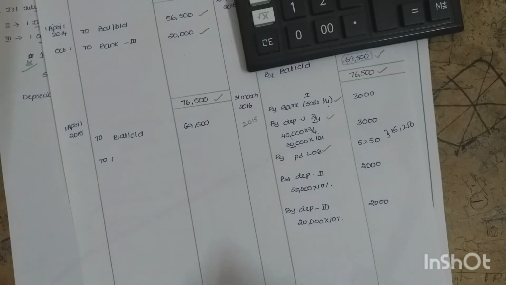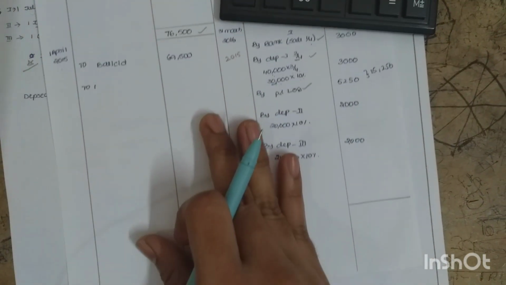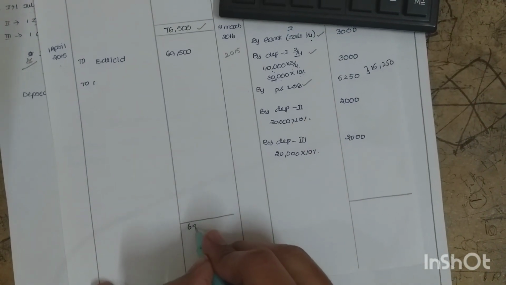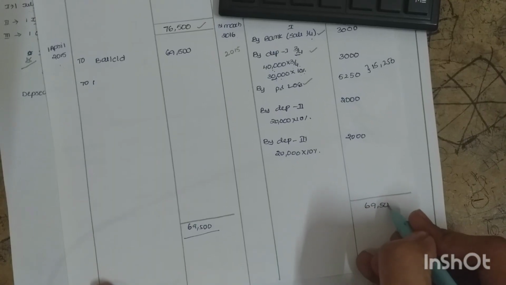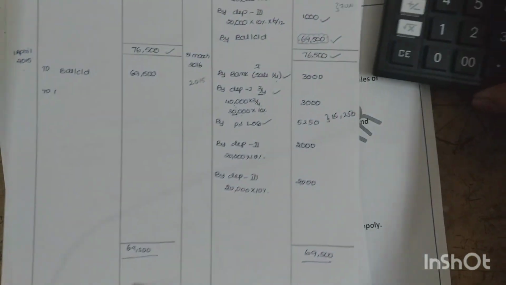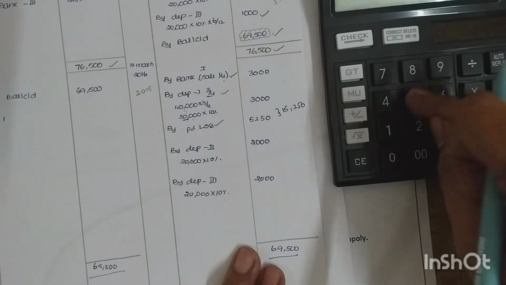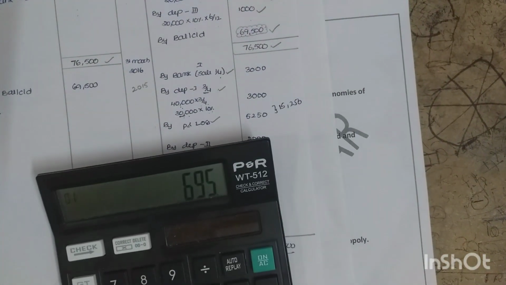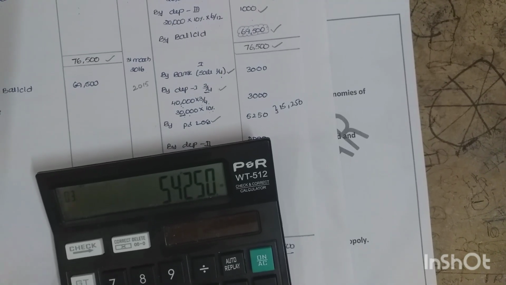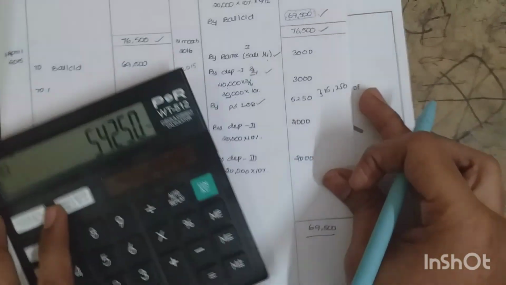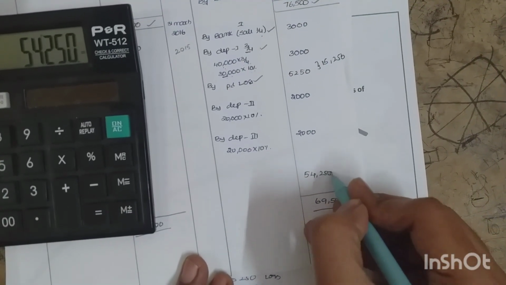So first we will write down the totals: 69,500. A big amount is there, that's why I am writing on both sides, 69,500. This side is 15,250 only, so it is the smaller amount. Big amount minus small amount: 69,500 minus 15,250. How much are we getting? 54,250 is the balance, so write down 54,250.